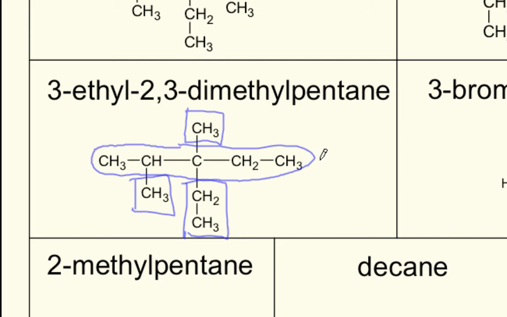1, 2, 3, 4, 5. That means I have a pentane. I'm going to show you my notes on this. I have an ethyl group. And I have 2 methyls, so I'm going to go ahead and write dimethyl. Get that ready to go. I already know there's going to be 2.